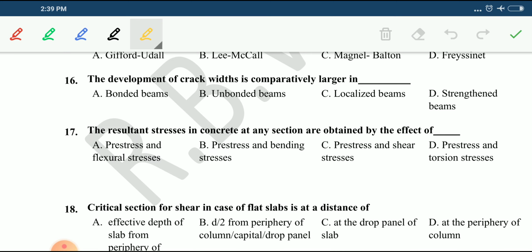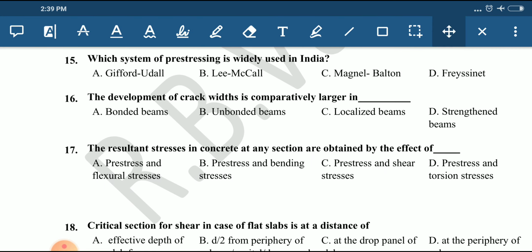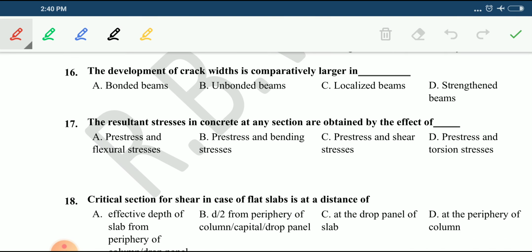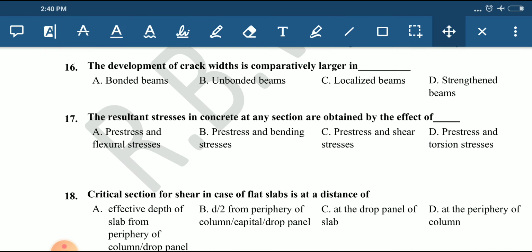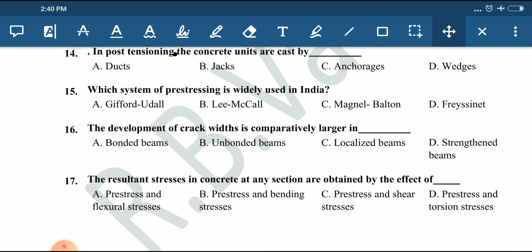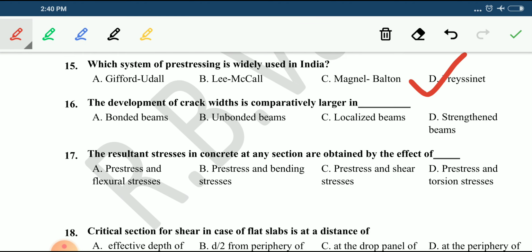We'll move to the next one. Which system of pre-stressing is widely used in India? Gifford Udall, Lee McCall, Magnel-Blaton or Freyssinet. Which method is used? The Freyssinet method is most commonly used in India. The correct answer for this one is Freyssinet.